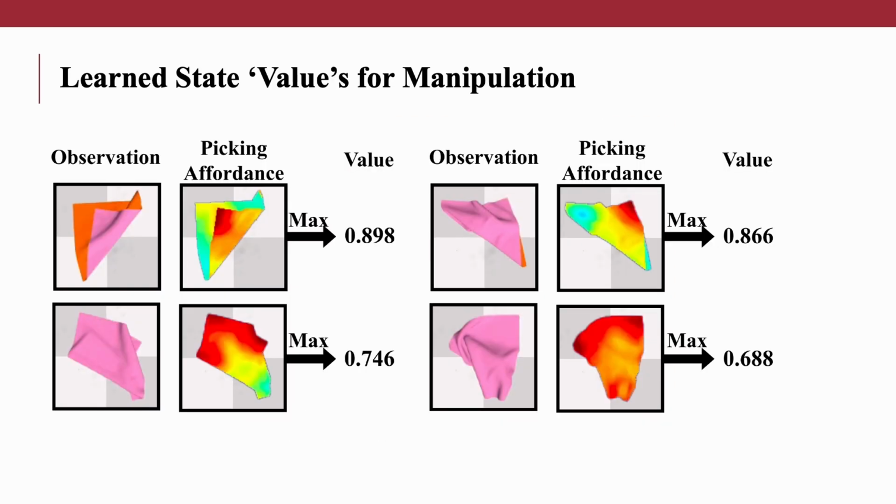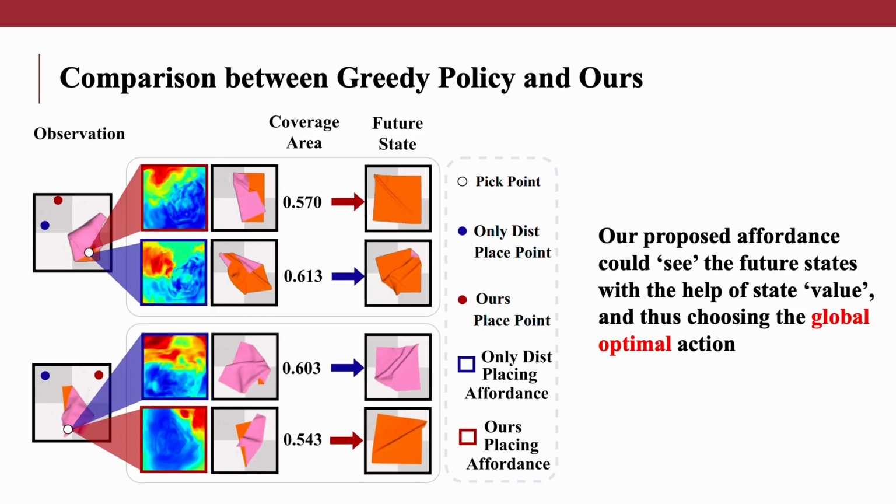As shown here, some states may have small coverage area but can provide more opportunities for future actions to fulfill the task. However, some states have larger coverage area but make the following actions hard to complete the task. Our learned values successfully reveal whether a state could facilitate future actions for the task. Compared with greedily trained affordance, our state value-aware affordance could select the global optimal manipulation, while greedy policy often falls to local optimal states.